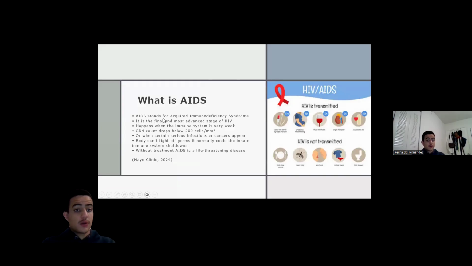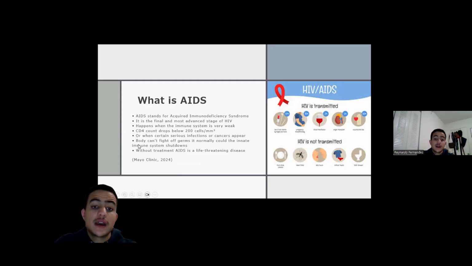And then we get to the question of what is AIDS? Basically, AIDS stands for Acquired Immunodeficiency Syndrome, and it's the final and most advanced stage of HIV. It happens when the immune system is very, very weak and the CD4 count drops below 200 cells per cubic millimeter. And then after this is when we have certain serious infections and cancers appearing in a person's body because the body cannot fight off germs like it normally could.